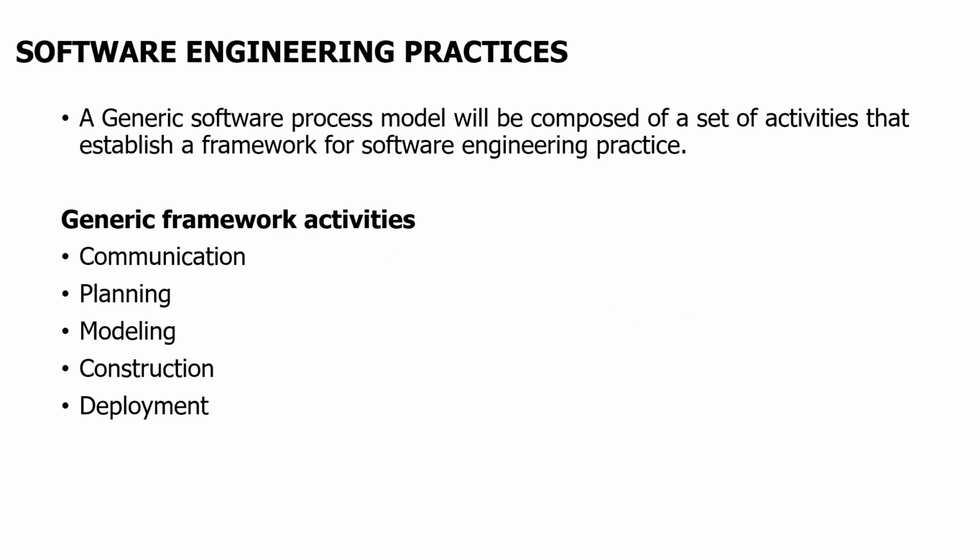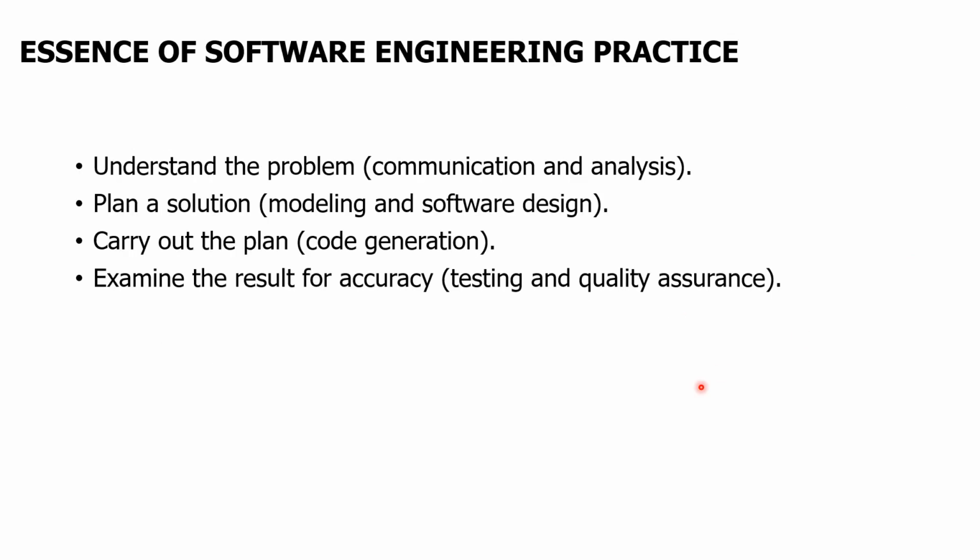Okay, let's move on to the next one. So the next important topic is the essence of software engineering. The essence of software engineering consists of four parts. One is understand the problem. Second one is plan a solution. Third one is carry out the plan. And fourth one is examine the result for accuracy. So these are said to be the essence of software engineering. So we should understand the concept, like communication analysis.